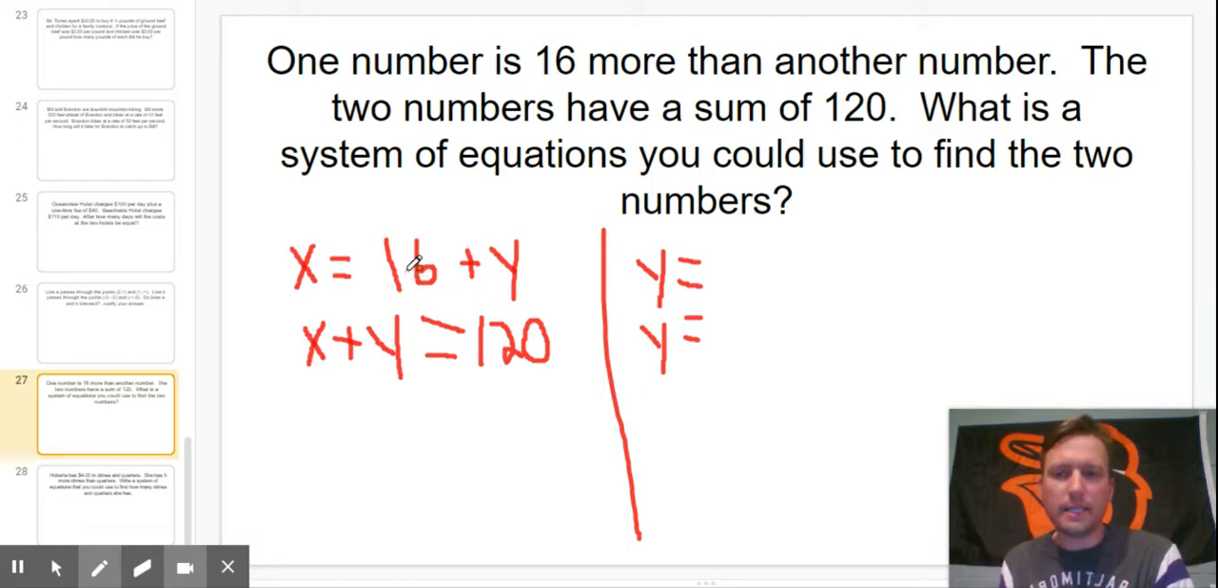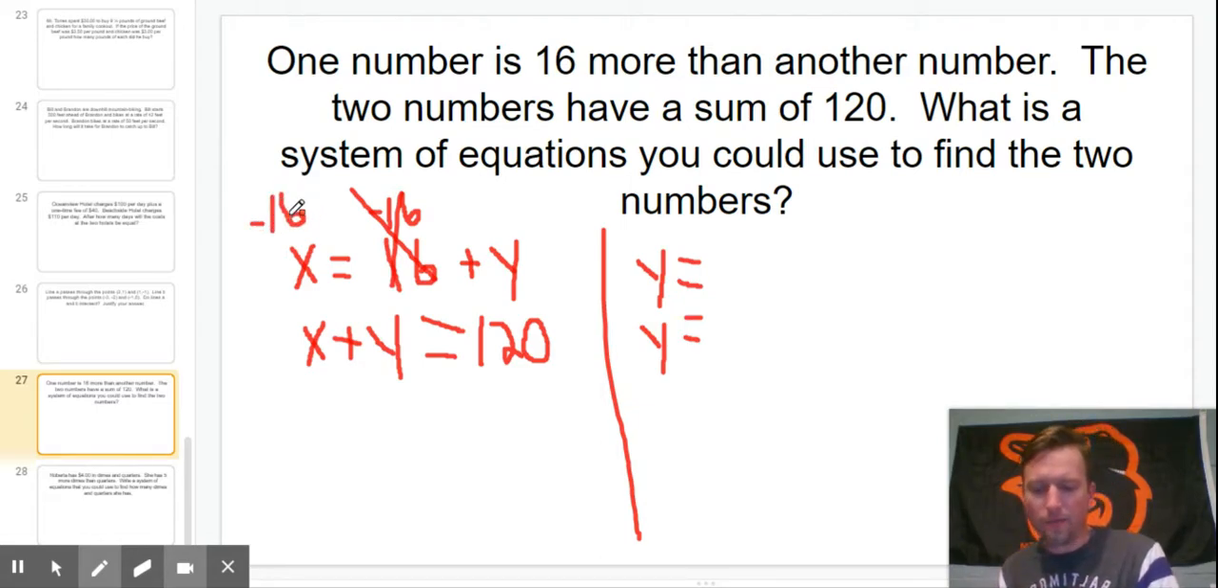Well, since 16 is on this side, we want to get y by itself. We're going to subtract 16 from both sides. So if I subtract 16 minus 16, it cancels itself out. And then I subtract 16 on this side. And what I'm left with is y equals x minus 16.